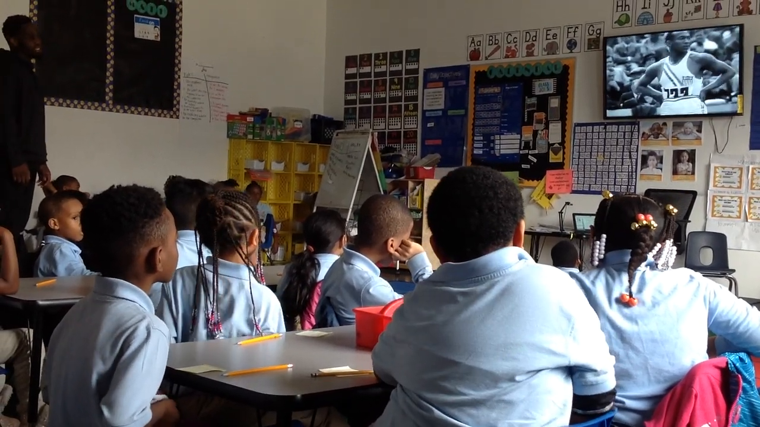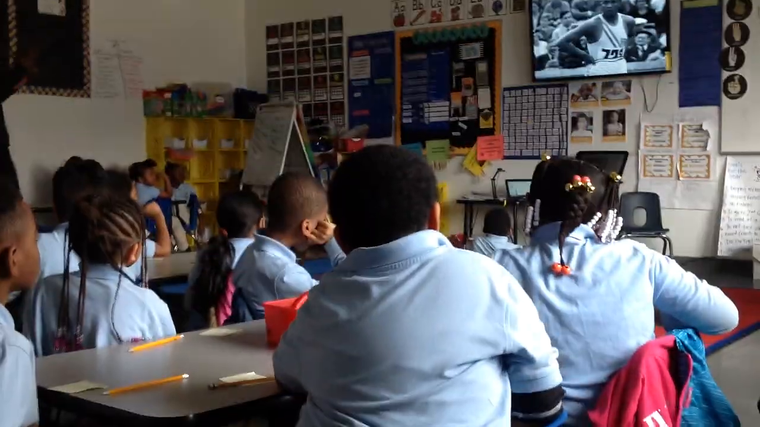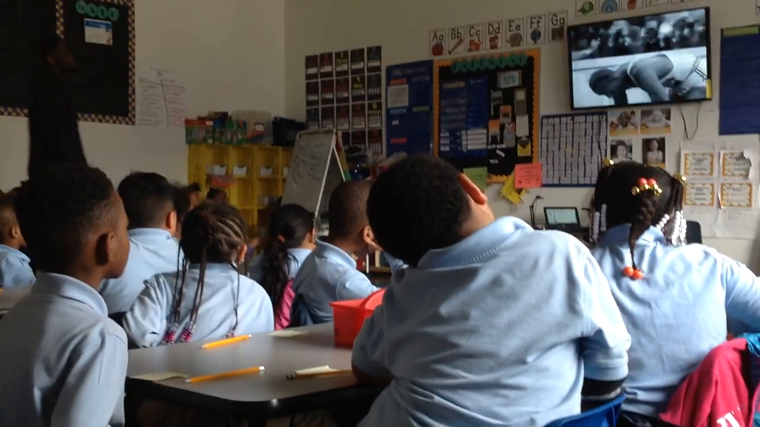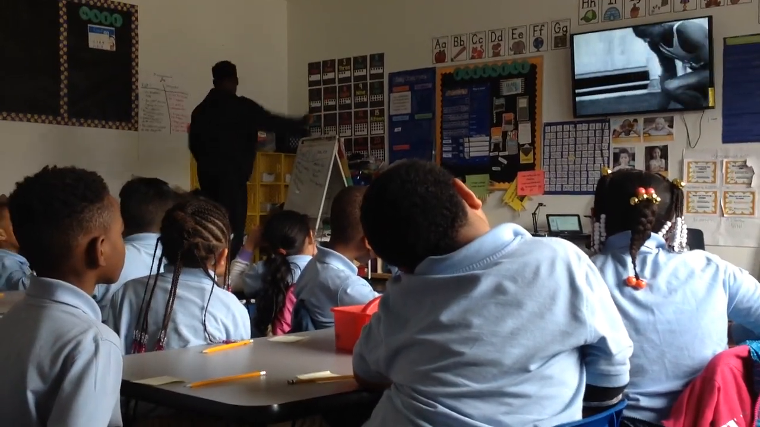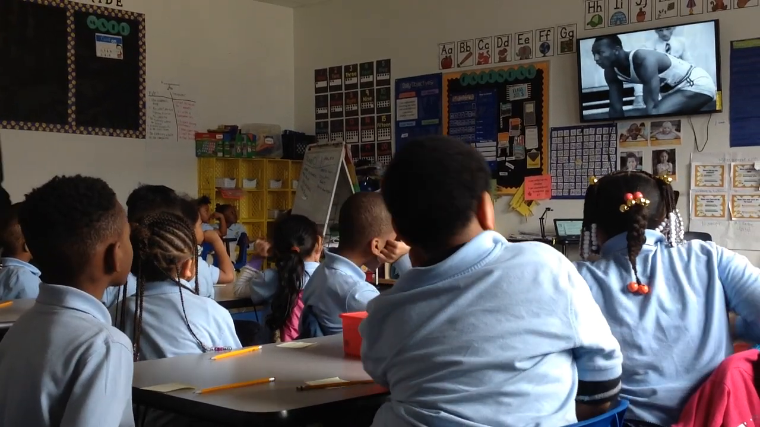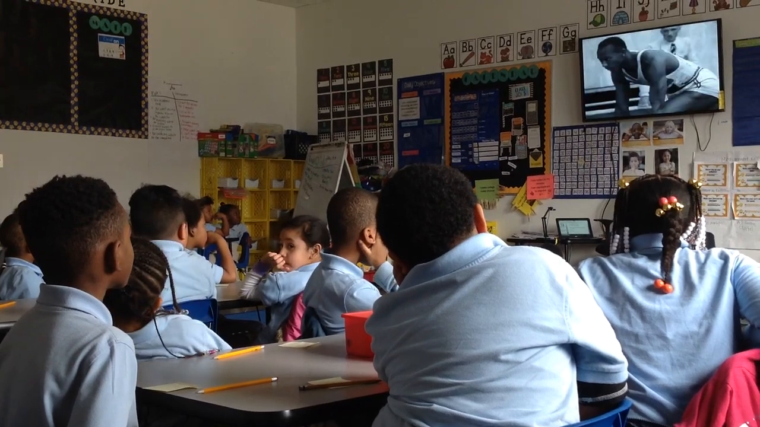Jesse Owens, the man himself. So we're going to look at his posture. He was able to be so successful during relay races. And this is during the Olympics, guys. Look how low his form is. Look how low his posture is. Look how low he gets. He has one knee on the ground and one knee ready to sprint out. Staying in his lane. Focus.